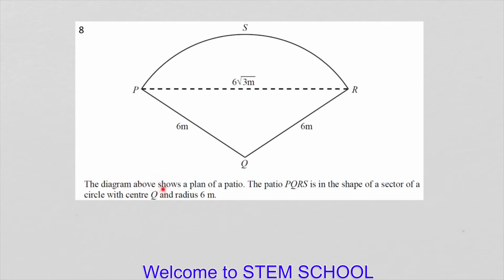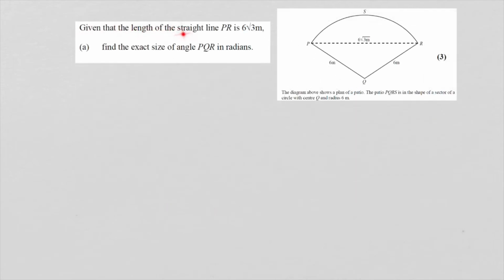The diagram above shows a plan of a patio. The patio PQRS is in the shape of a sector of a circle with center Q and radius 6 meters. Given that the length of the straight line PR is 6 root 3 meters, find the exact size of angle PQR in radians. If they ask for exact size, they're asking for an answer with no decimal places.